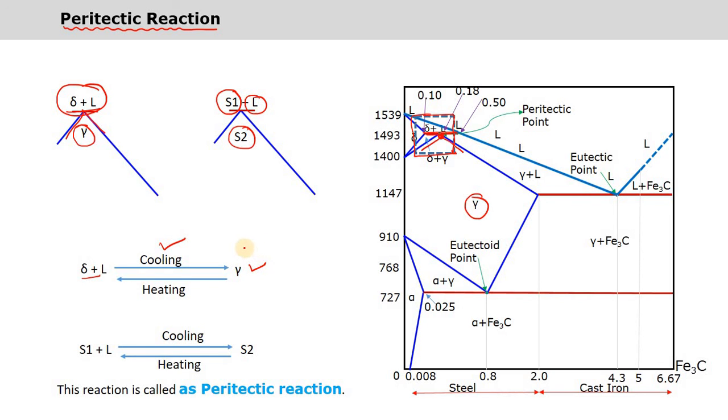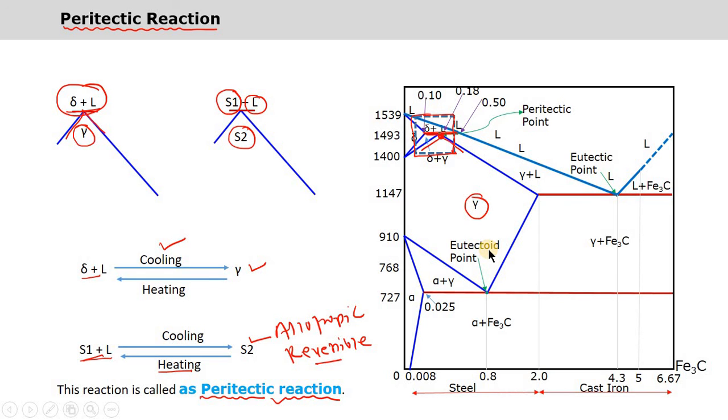Or you can write it as during cooling solid 1 plus liquid is transformed to solid 2. Again, as iron is an allotropic material, the change will be reversible, and that's why solid 2 will be transformed to solid 1 plus liquid during heating. Such a type of reaction is called the peritectic reaction. So I hope you got these things. That's it for these reactions.